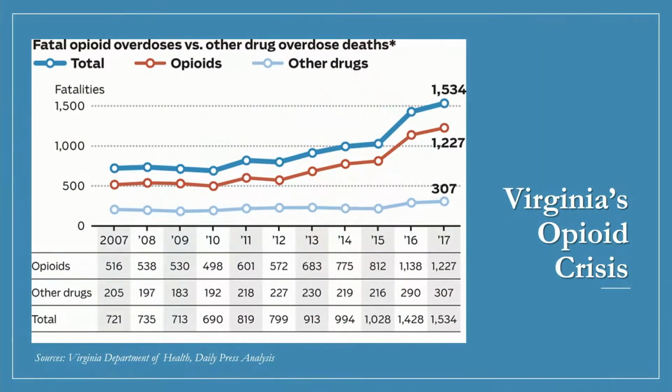Virginia has not been spared. As you can see from this chart, our prescription opioid epidemic turned into a heroin epidemic and worsened in recent years with the introduction of fentanyl, leading to more and more death and suffering related to drug overdose. And so, given our history and our current opioid epidemic, what is the state of addiction treatment today?